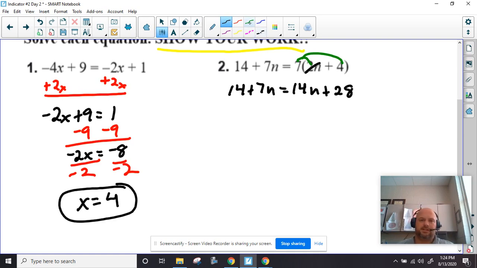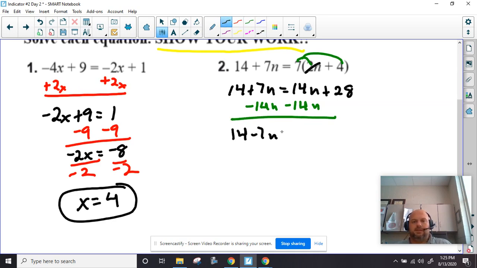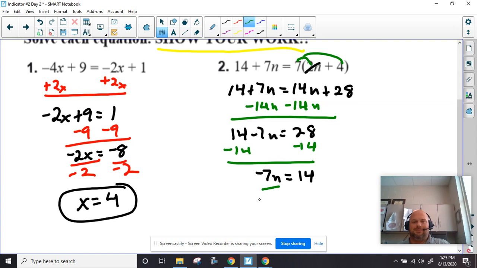Again, we want to move the variables to the left. 14n minus 14n. 14 minus 7n equals 28. Subtract 14. Subtract 14. Minus 7n is 14. Divide by negative 7. All right. So here, n would equal 2.